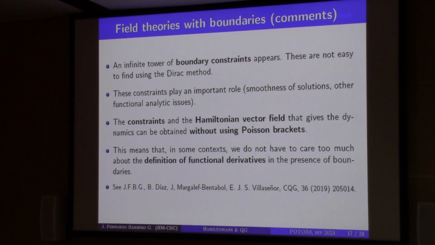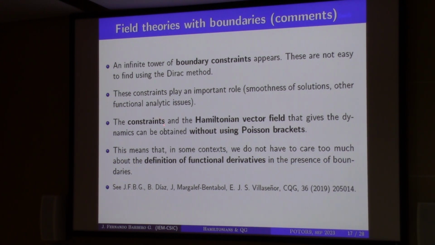So I will end this part with some comments. This infinite tower of constraints is very difficult to find by using the Dirac method. Mathematicians know that they are there and they can be found by using this way. They are important, as I have just justified.